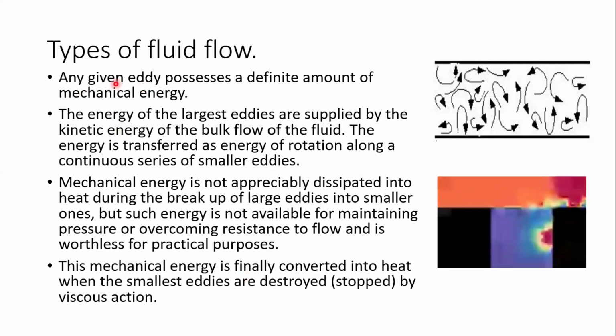We said that any eddy will possess a definite amount of mechanical energy. It has mechanical energy because there's some kind of motion associated with it. But the energy of the largest eddies is supplied by the kinetic energy of the bulk flow of the fluid. So the eddies get their energy from the kinetic energy that the entire fluid is moving with. And then this energy is transferred as energy of rotation along a continuous series of smaller eddies.